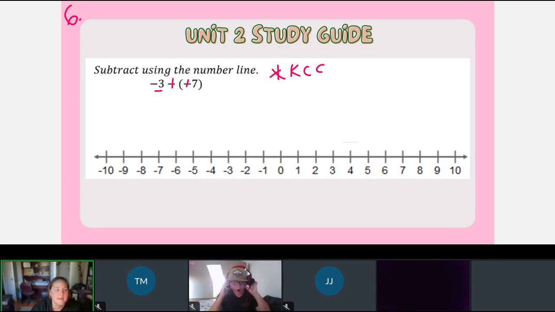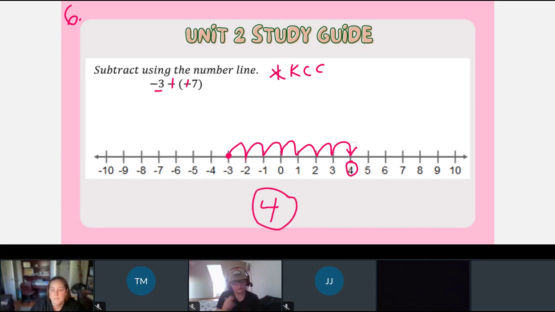So we'll go ahead and plot negative 3. So that's right here. And then we're adding a positive, so we're moving to the right. So we just do 7 jumps to the right. 1, 2, 3, 4, 5, 6, 7. That lands us at positive 4. That will be your answer. Positive 4. That one's pretty easy. So just remember that keep, change, change rule if you're subtracting.